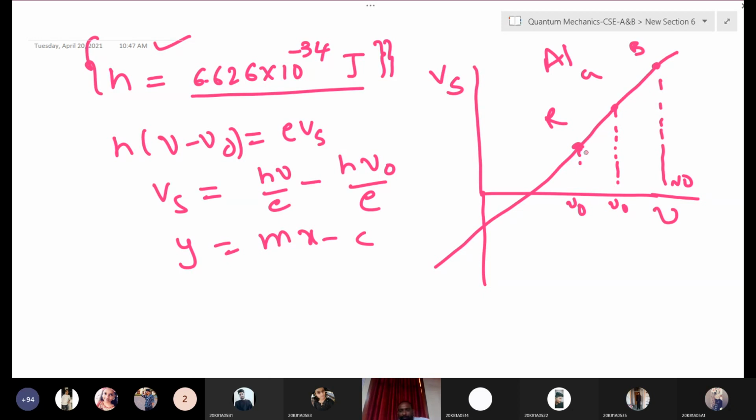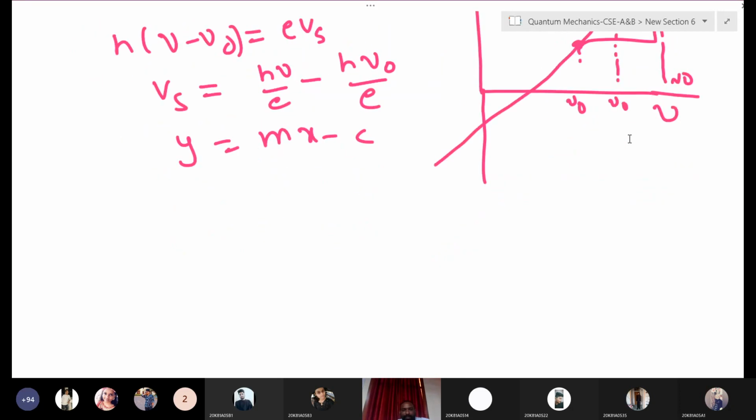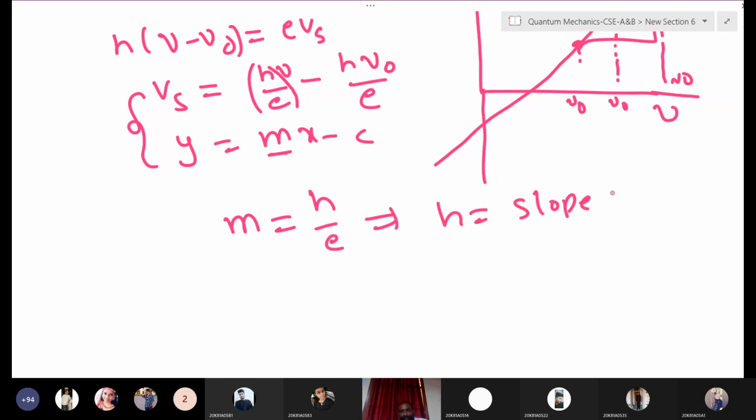In this graph you can find the slope, y2 minus y1 by x2 minus x1. That slope you compare with this relation. You compare these two equations. The slope is m, right? m is equal to h by e. From this equation, h is equal to slope into e. How will you get the slope?